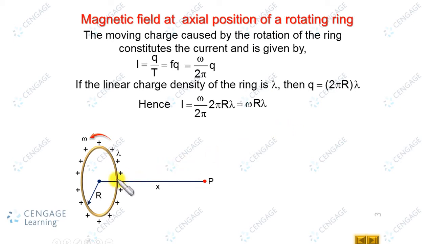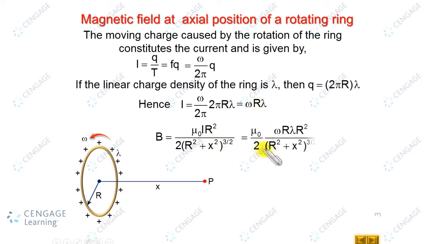Now we have the ready-made formula for calculating the magnetic field at point P. You know the formula, that is mu naught I r square divided by 2 times (r square plus x square) to the power 3 by 2, right? Now we know the value of I. I is equal to omega r lambda. So let us substitute this value. This is the value of I, right? Now this is the magnetic field at this point P.